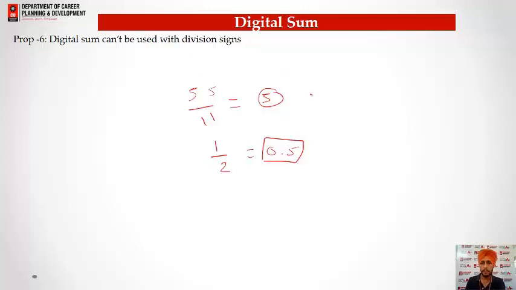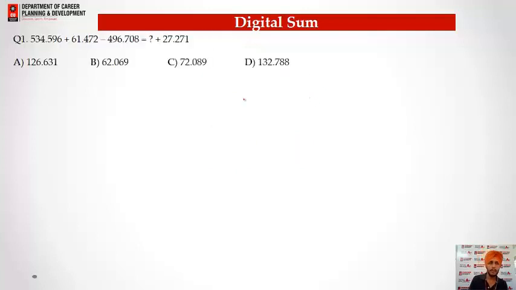So here we have the first example, that is 534,596. This is a very basic question, so how can we solve this question with the help of digital sum? We have already seen in the properties that we can ignore those digits which sum up to 9.